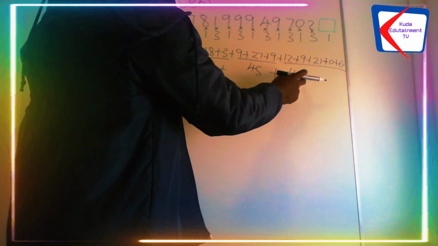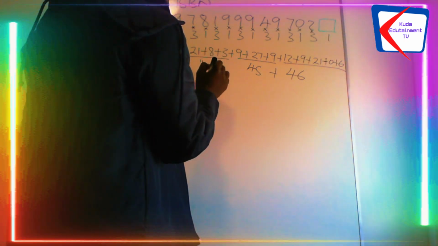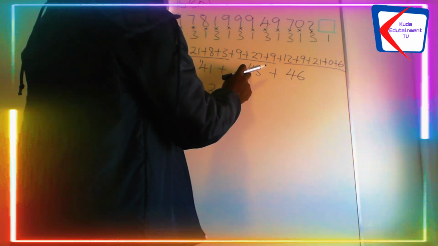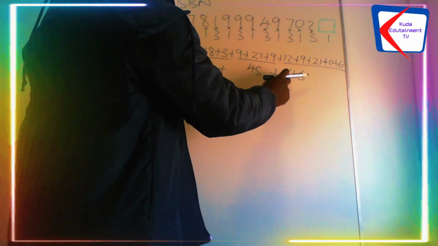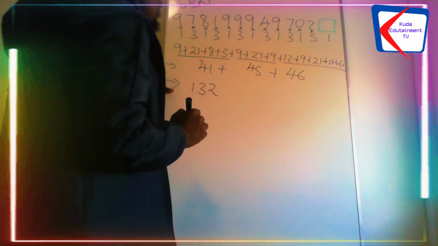So we have 6 plus 6, it gives us 12. That is 2, carry a 1. 5 plus 4, it gives us what? 9. 9 plus 4 gives us 13. 132, right? That's the answer that we get.